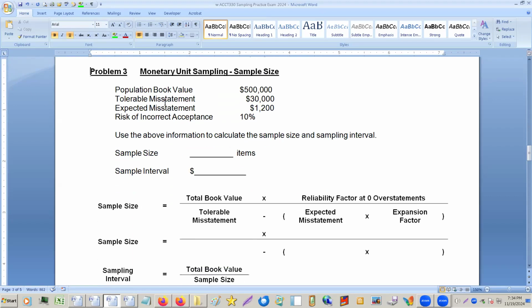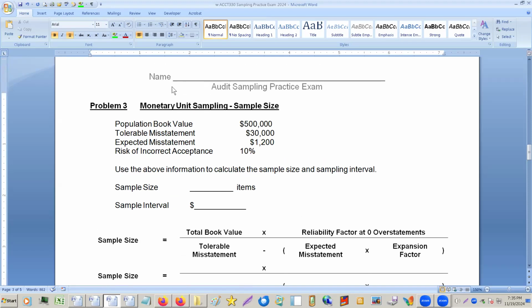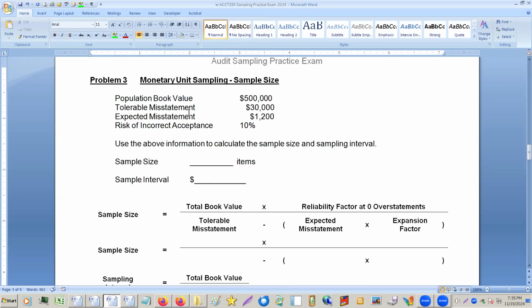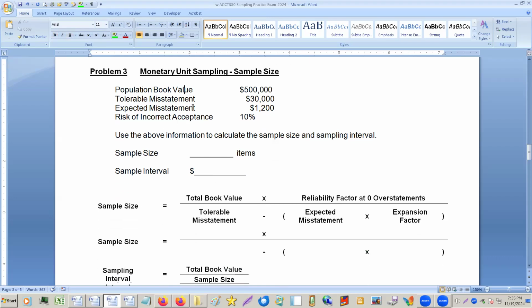Sample size. People usually do pretty well on this one. So this is for monetary unit sampling. This used to be tested more than it is now. Now it's tested less. You still see it on the CPA exam, but not as much as you used to. When I was going through, they talked about it like it was the greatest thing ever. It's good for overstatements. That's it.